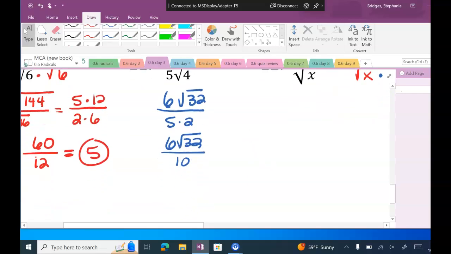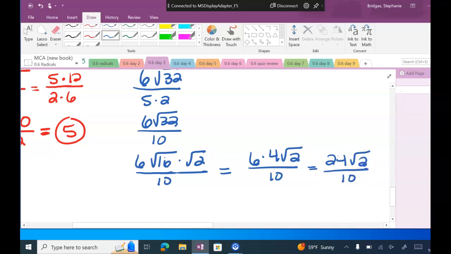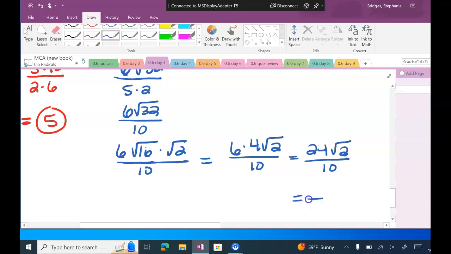Now, before I work on the 6 and the 10, let's work on the 32. Because I'm going to have to simplify some more. 32 is not a perfect square. Going to the number closest to it without going over. Does 25 go into 32? Does 16 go into 32? How many times? 2 times. So we can split that up into the square root of 16 times the square root of 2. What is the square root of 16? And 6 times 4 is 24. And then what can both 24 and 10 divide by? 2.